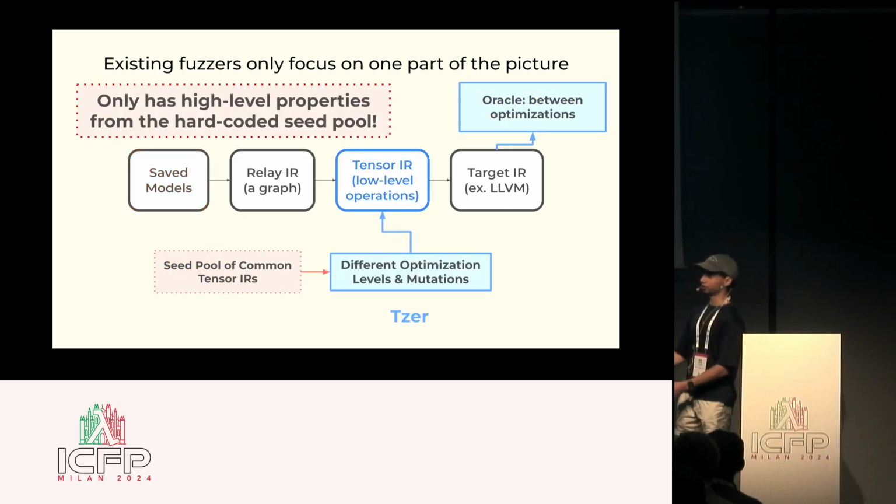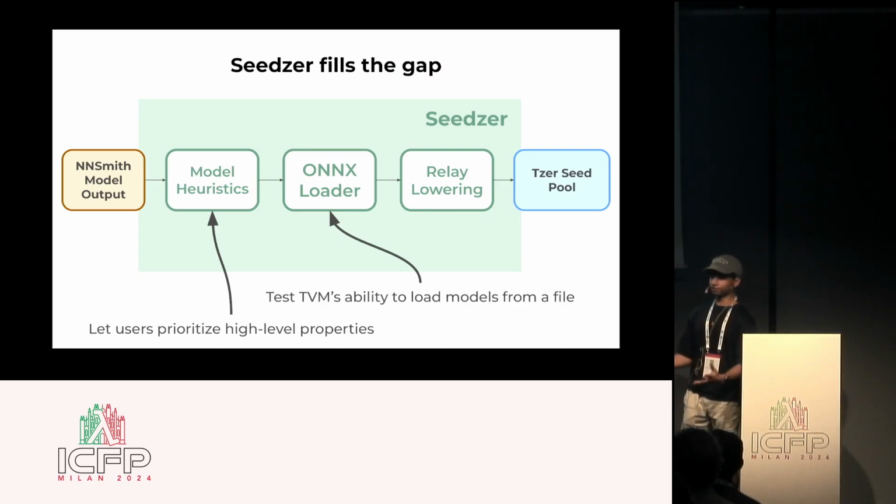Instead, let's start at this low level and mutate things that we already have at the low level. That's what Tzer does. We start with a seed pool of common intermediate representations that are already lowered, and we run mutations and different optimizations on them to ensure that they remain correct. But the issue here is that the only high-level properties we're encoding are the ones that we initially have in our seed pool, which again is hard-coded. So this is like trying to fuzz LLVM, but you can only mutate 3 C programs that I give you. So Seedser fills in this gap.